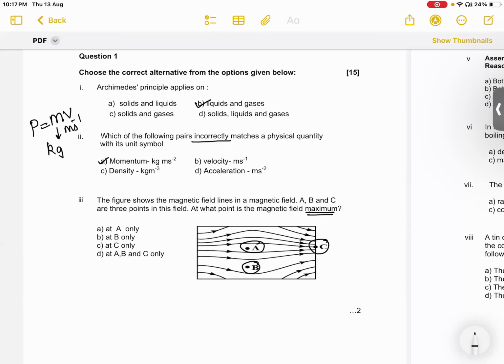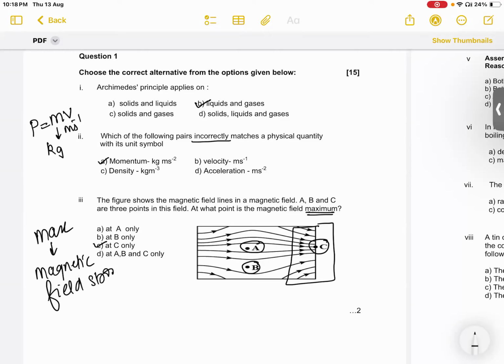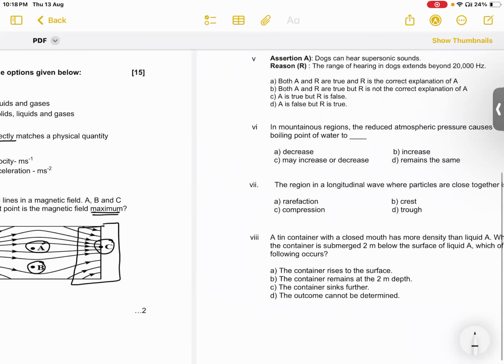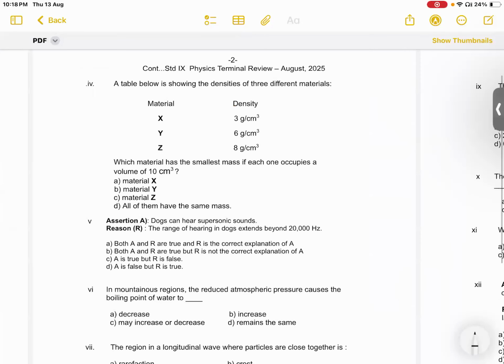Is it point A? I don't feel so. Is it point B? Even I don't feel so. Is it point C? I feel yes. The reason I feel it is point C is that you can see there are maximum field lines. Since the field lines are maximum, guys, definitely the magnetic field would be stronger. So I can say that the magnetic field would be strong if the field lines are more. Okay, kids, then comes the next question.